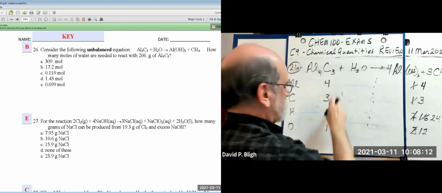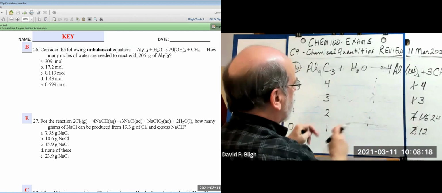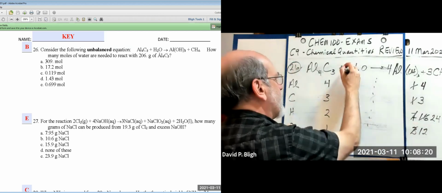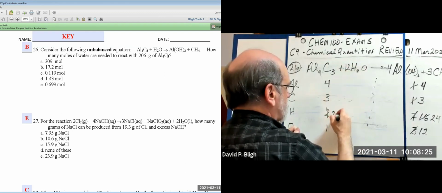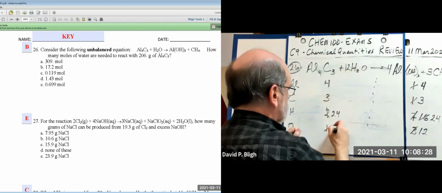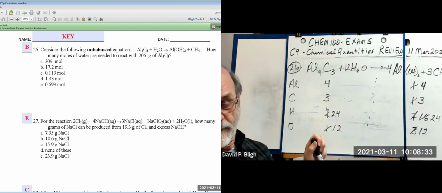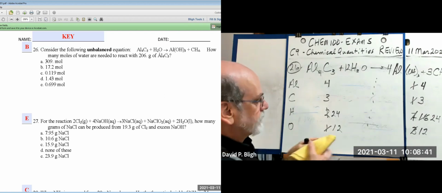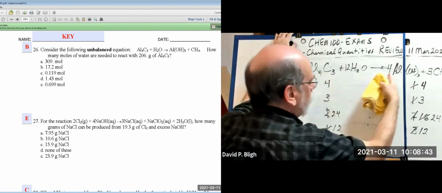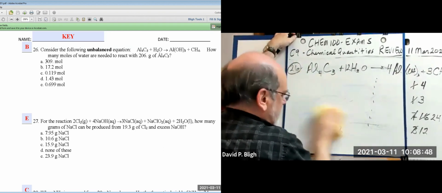So now, that's balanced, that's balanced. What we need is 24 hydrogens on this side. So what if we have 12 here? 24 hydrogens, correct? And 12 oxygens. It's balanced. That was the hardest part of this one question, was balancing that equation. So 1, 12, 4, and 3 gets us balancing coefficients.